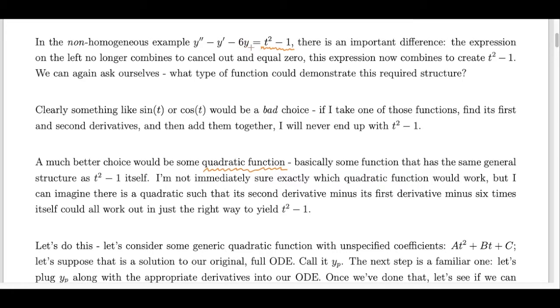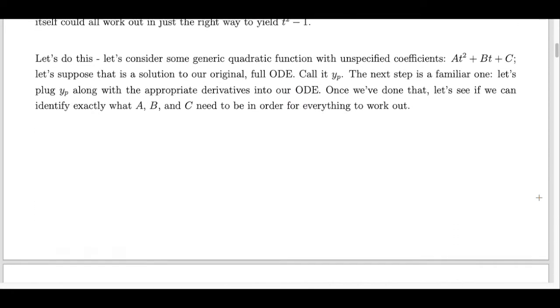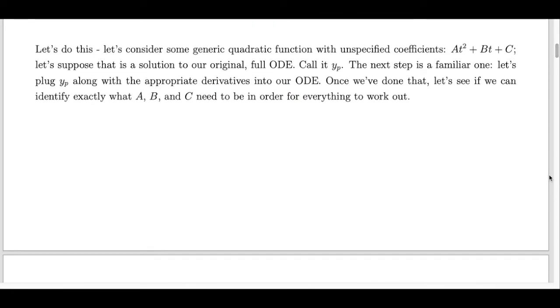Then y would be quadratic, y prime would be linear, y double prime would be a constant, and if I chose the original quadratic just right, I could imagine these ingredients combining in the perfect way to yield just t squared minus 1. So let's try mimicking our previous process. Let's make an assumption about the structure of the solution. This time we'll assume it's some generic quadratic with unspecified coefficients. Now let's find the necessary derivatives and plug them into our original ODE.